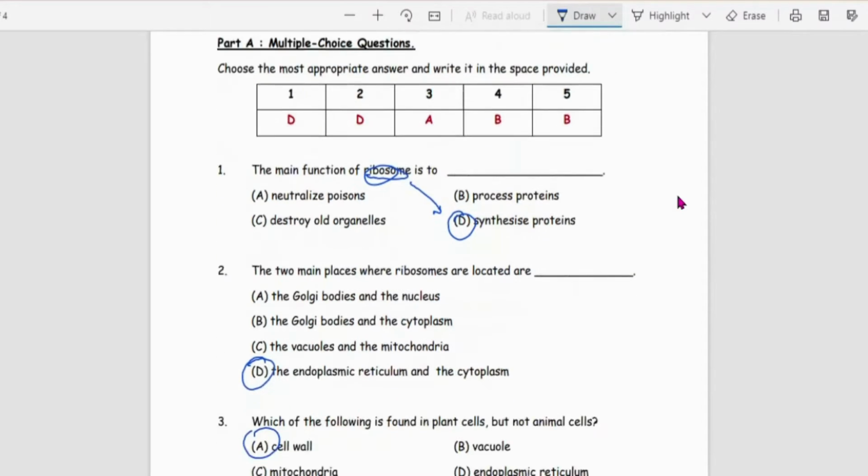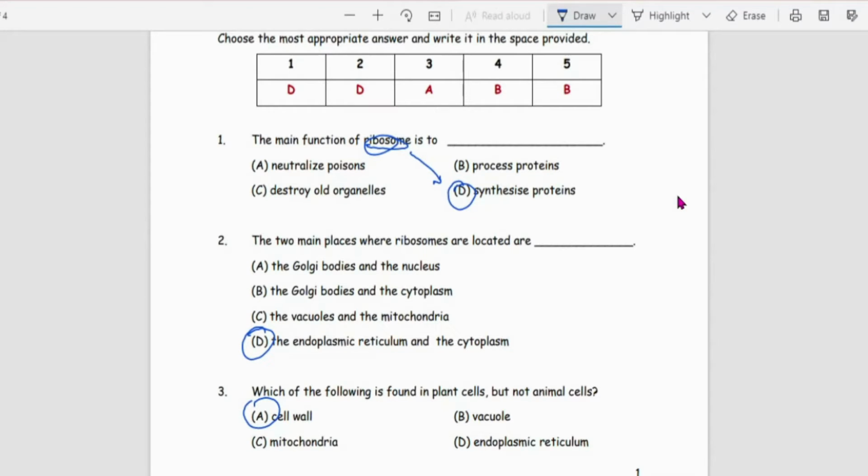Next one. Two main places where ribosomes are located. First one, it is on the endoplasmic reticulum. To be more specific, it is the RER. And in the cytoplasm, there are actually ribosomes in the cytoplasm itself.